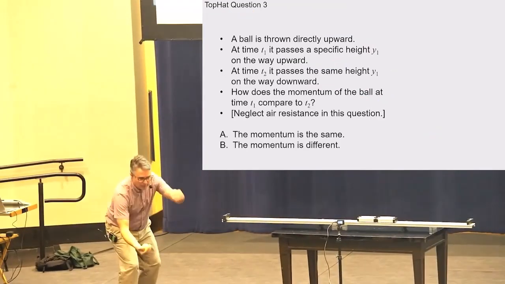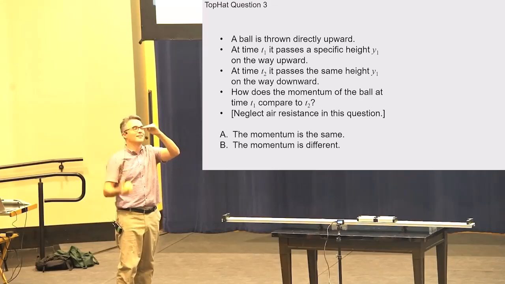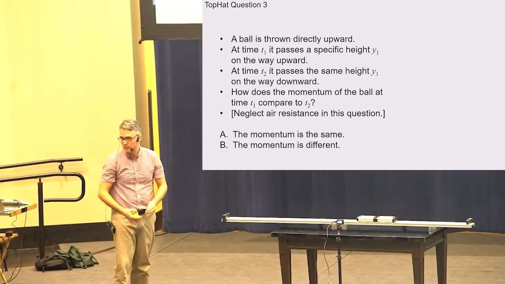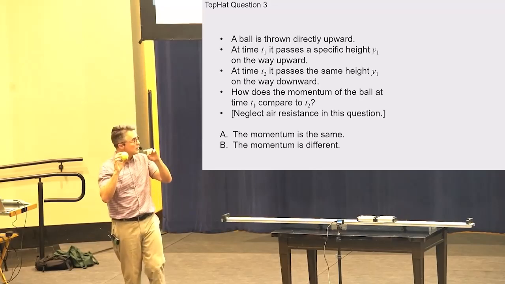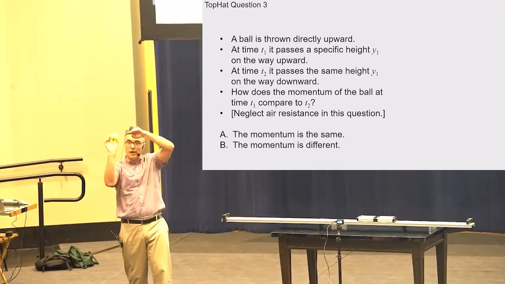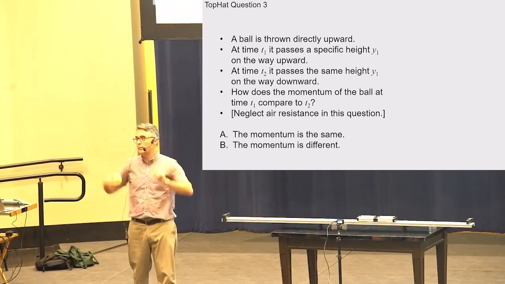The ball goes up. At some time t1 it has a momentum, then at t2 it has another momentum. Neglect air resistance. How does the momentum of this ball compare at time t1 on the way up to time t2 on the way down? Momentum is the same or momentum is different?